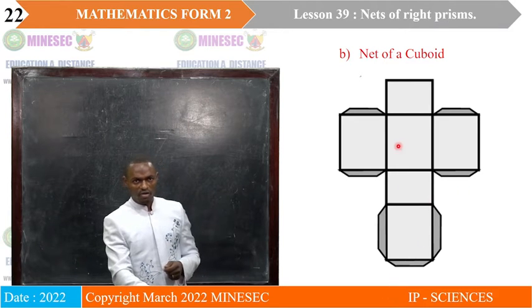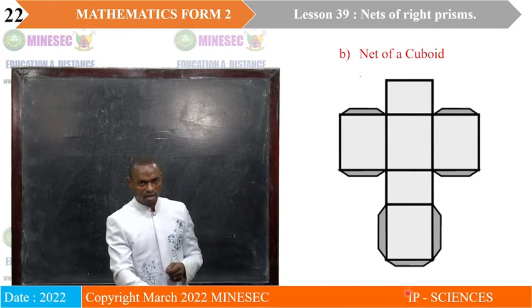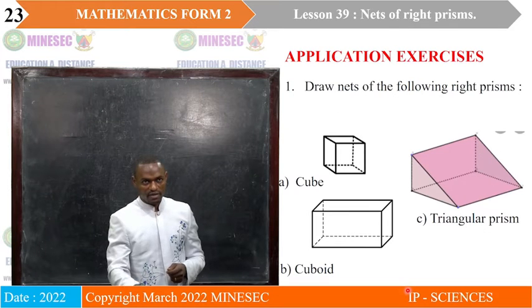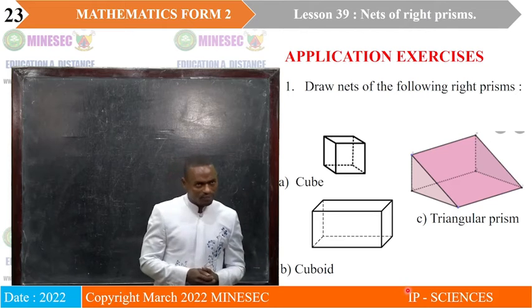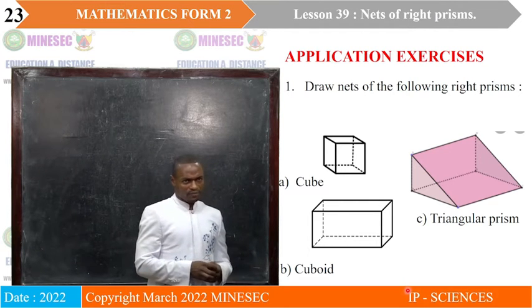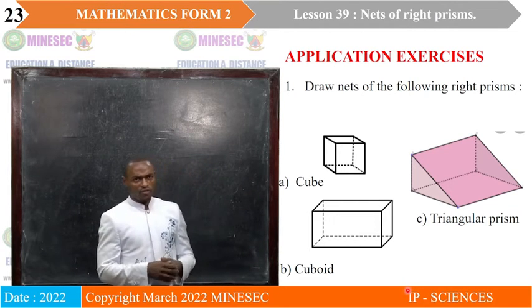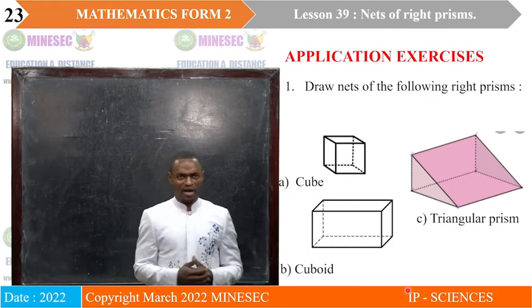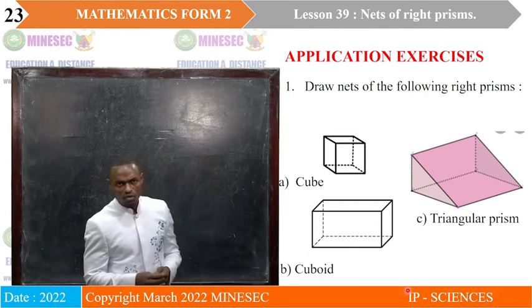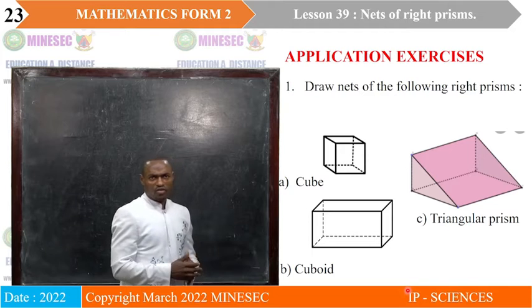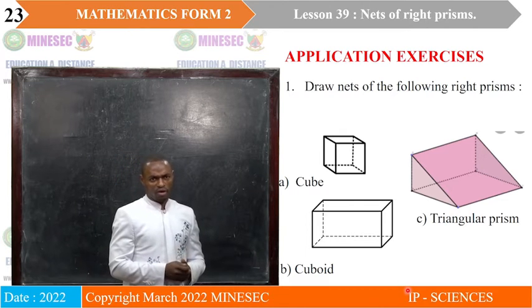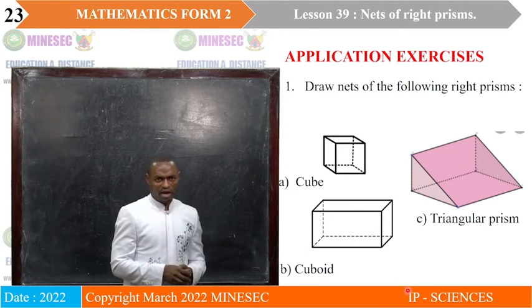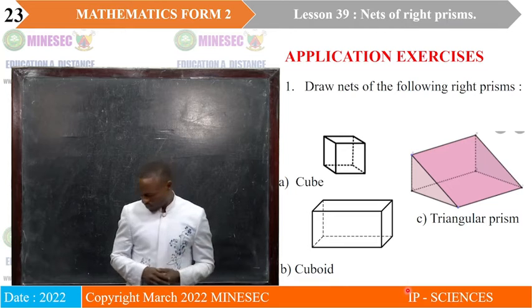This is it, the net of the cuboid. And now, here are some application exercises for us to consolidate what we have actually learned. Draw the nets of the following right prisms. The first one is a cube, the second one is a cuboid, and the third one is a triangular prism.